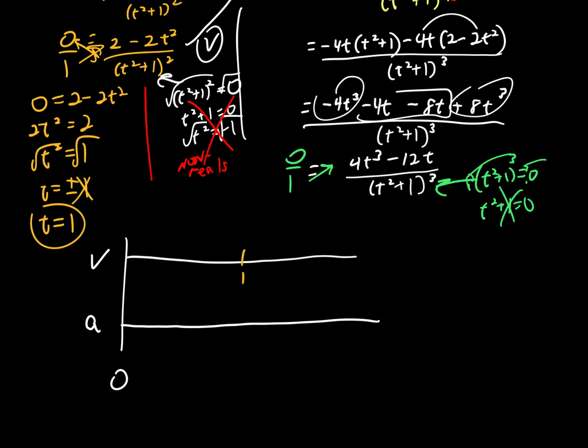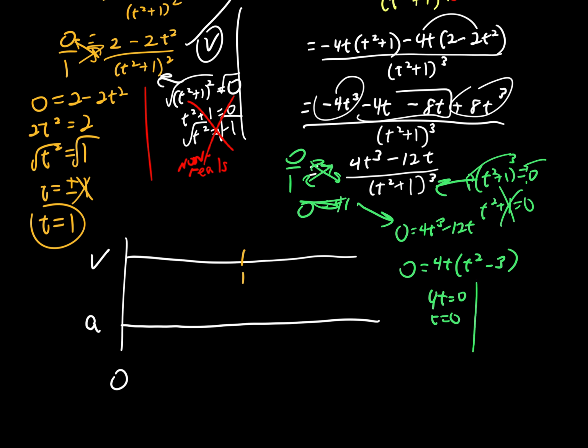I'm going to cross multiply, and you're going to get 0 equals 4t cubed minus 12t. I'm going to take out a common factor of 4t, which leaves me with t squared minus 3. You set this one equal to 0, and you get t equals 0. You set this one equal to 0, and you're going to get t equals plus or minus radical 3, but we can't have negative time, so we have time equals radical 3.